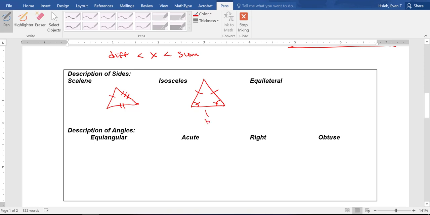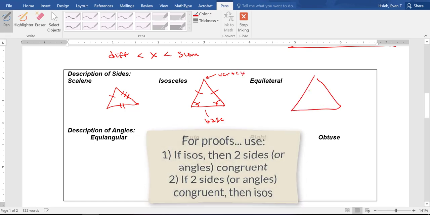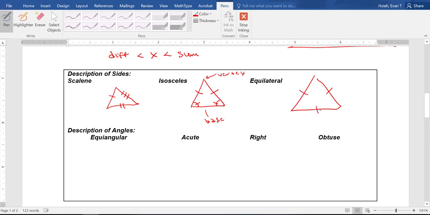This is the base. This is what we call the vertex of an isosceles triangle. An equilateral triangle has all 3 sides congruent to each other, and so therefore all 3 angles are congruent to each other. And we know, since the angles add up to 180, these angles must be 60 degrees. When we have 3 angles equal to each other, we call that equiangular.